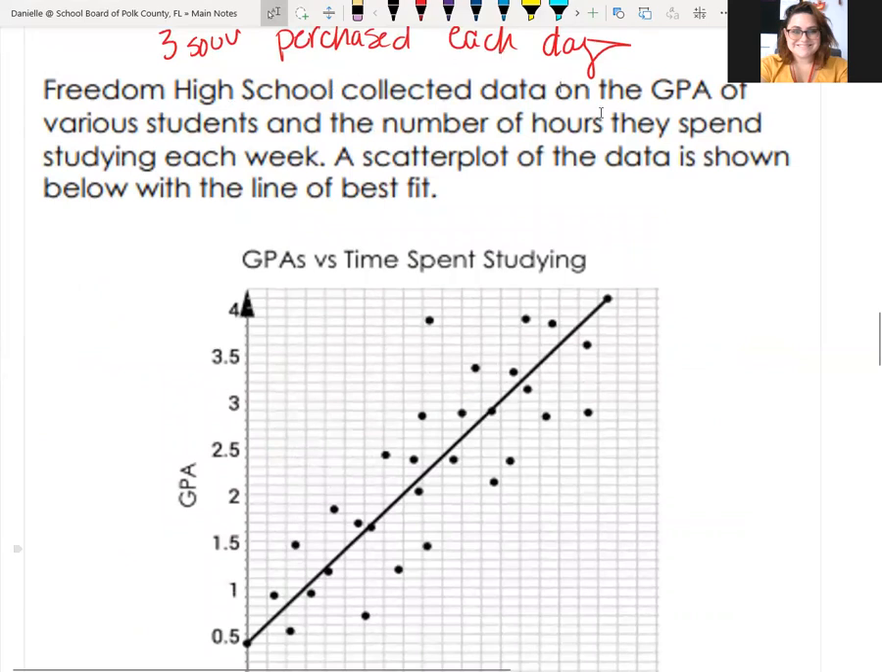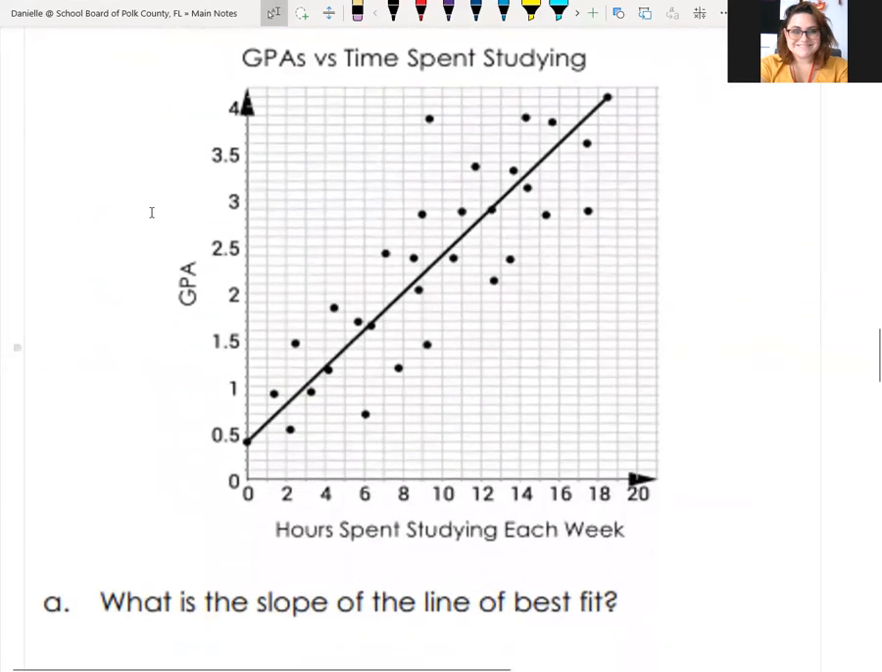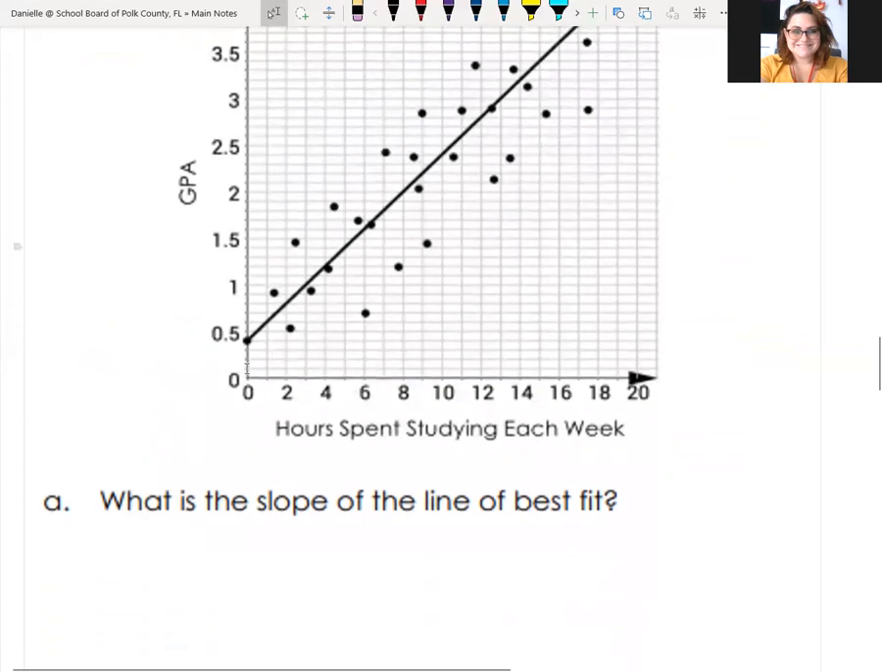Freedom High School collected data on the GPA of several students throughout the school and the number of hours that they spent studying each week. The scatter plot of the data shown is with the best fit line. So best fit means it's closest to the most. What is the slope of that line?